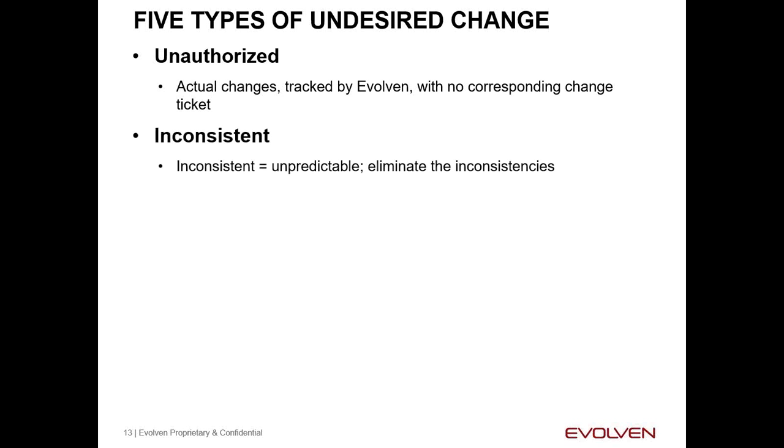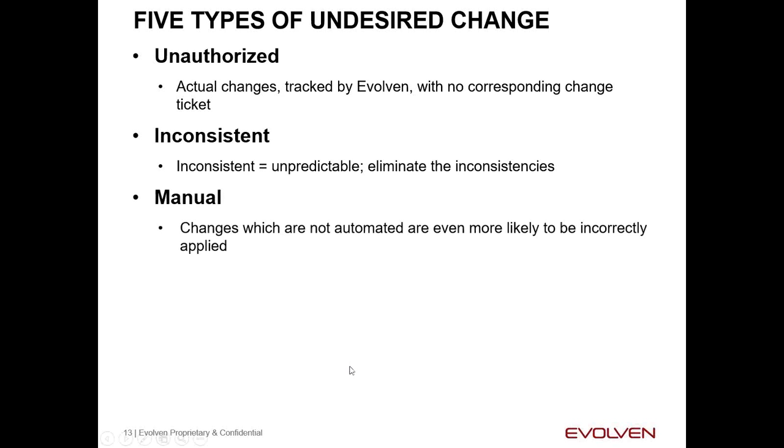The next one is inconsistent. So if we have changes that are inconsistent in the environment, obviously that could be more likely to be a problem than changes that are consistently applied. We have manual changes. If we have a change that's not automated, we need to be able to verify that. And to be honest, you need to be able to verify both manual and automated changes. But certainly the manual ones may be more desired to be under scrutiny since they can be changing. Manual and human error comes into play.